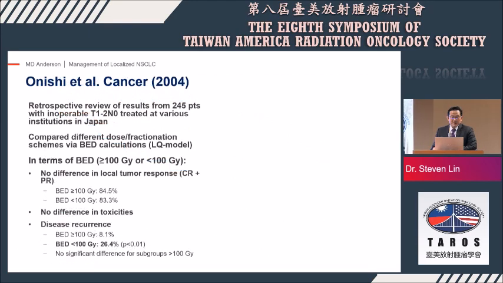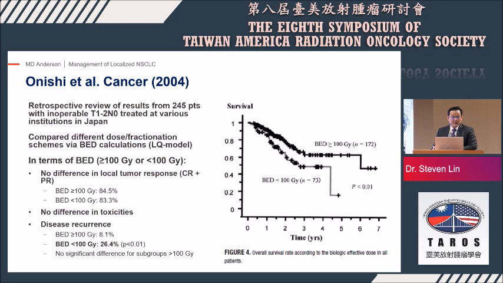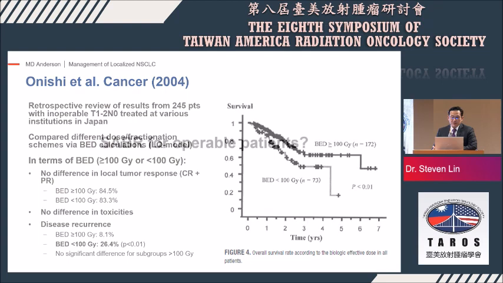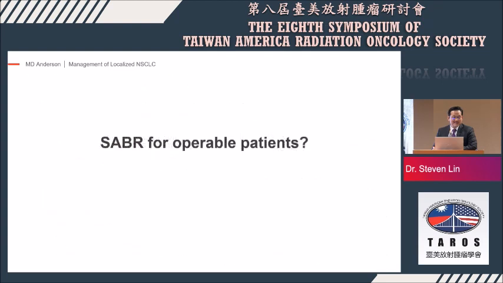Onishi, of course, has demonstrated this in his large retrospective reviews, that patients receiving SABR should receive a SBRT dose greater than 100 gray BED to the GTV. In patients who receive less than 100 gray, there's a detriment in not only local control, but also overall survival. So if you incorporate ablative radiotherapy, why don't we just use it for more operable patients, right?